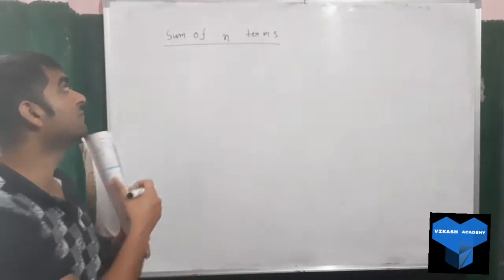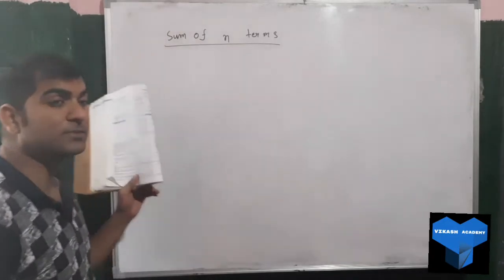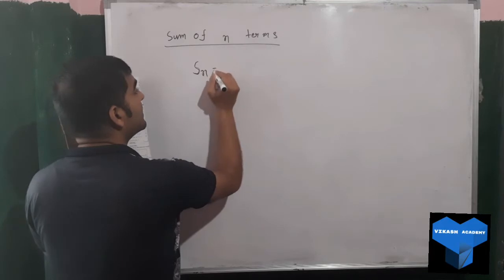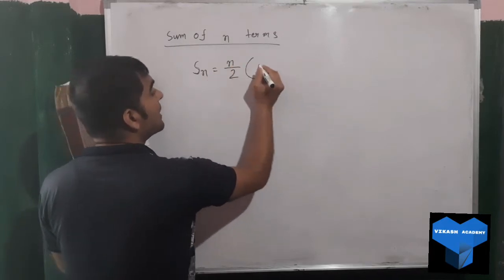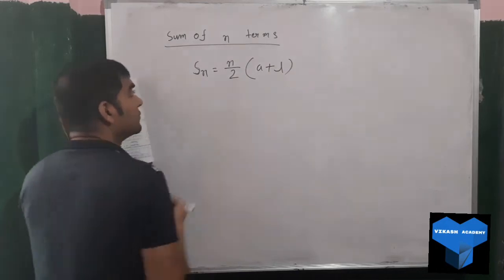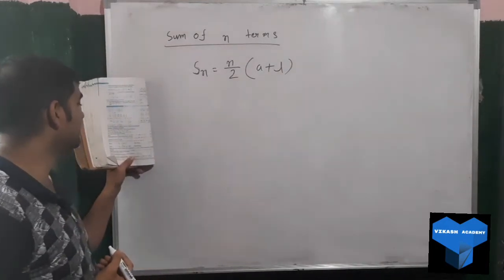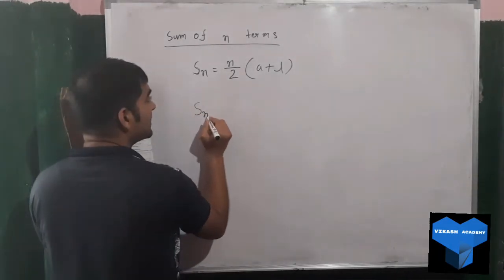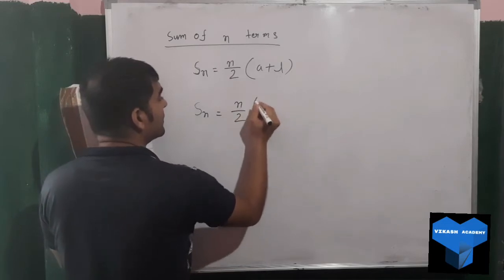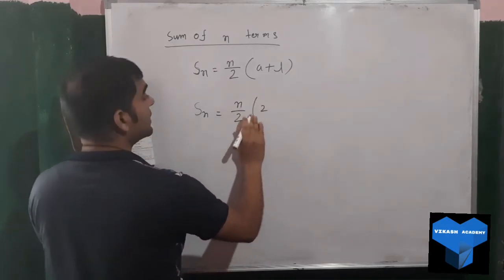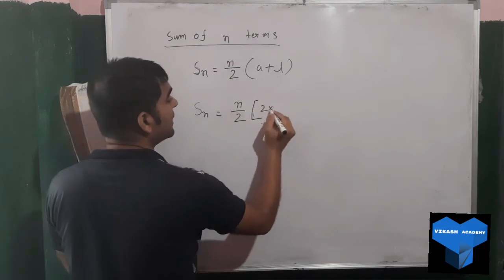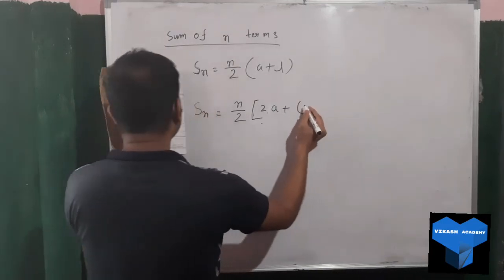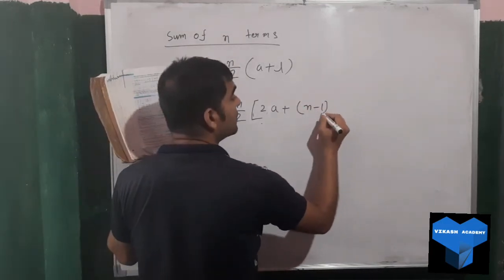Our topic is sum of n terms of a series. The formula for the sum of n terms is Sn is equal to n by 2 into (a plus l). This is the first formula. The second one you can write like this: Sn is equal to n by 2, then twice a plus (n minus 1) d, and close the bracket.